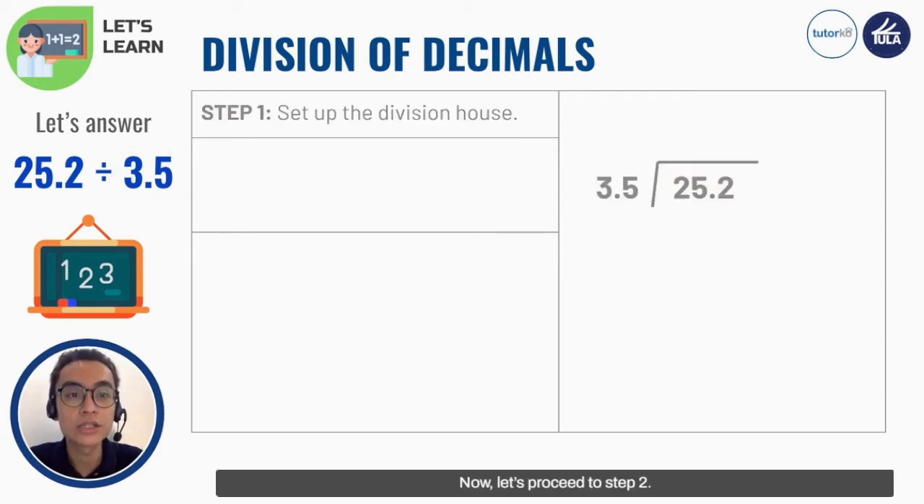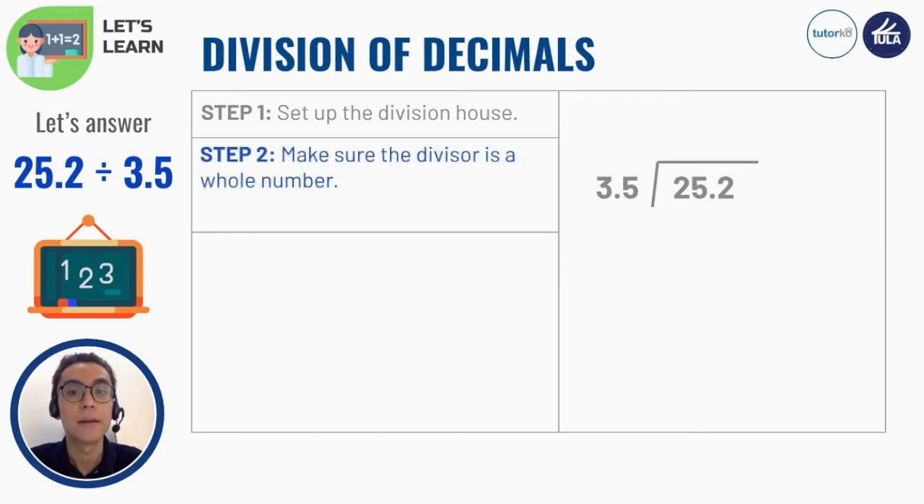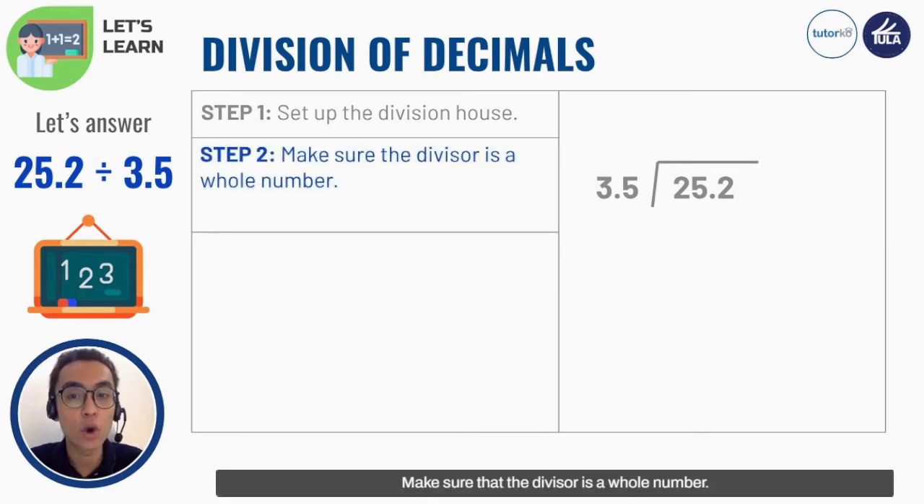Now, let's proceed to step 2. Make sure that the divisor is a whole number. To do this, we have to move its decimal point to the rightmost so that it becomes a whole number. Now, it's 35 with the decimal at the end. Na actually, parehas lang sa 35.